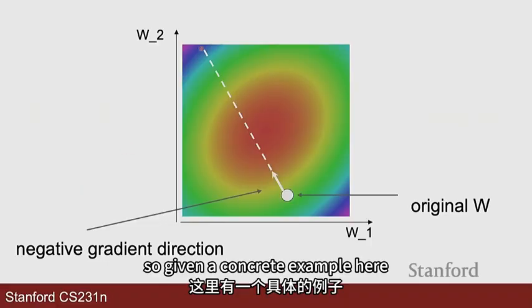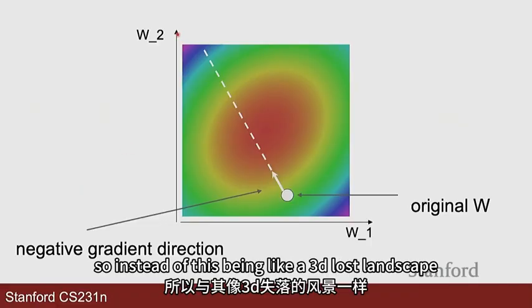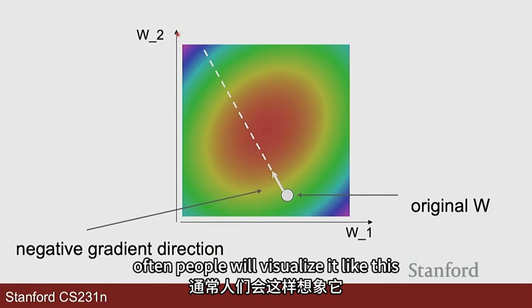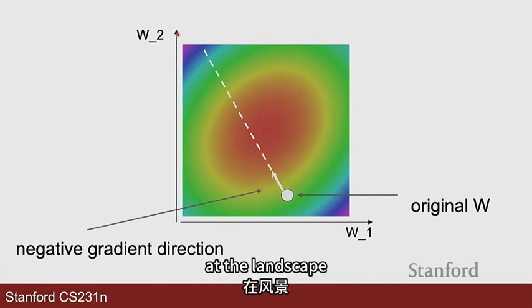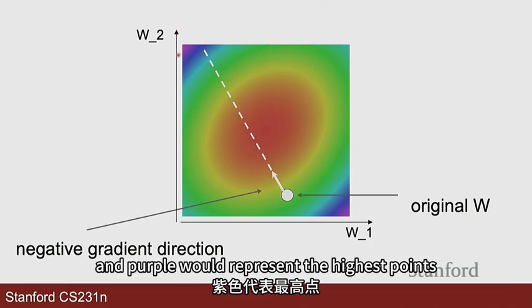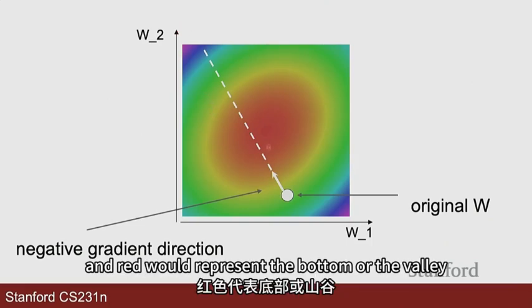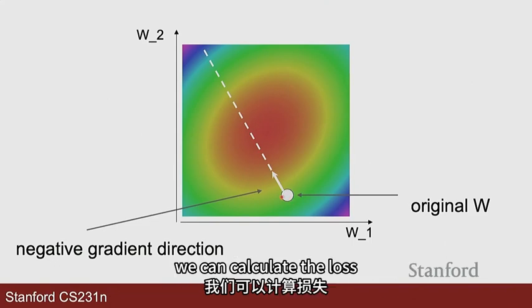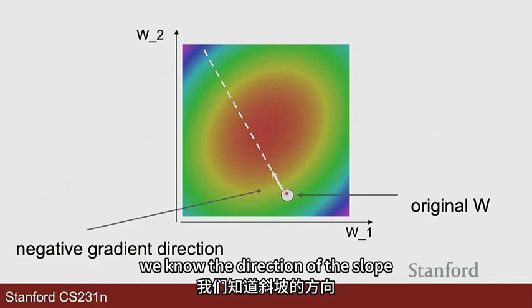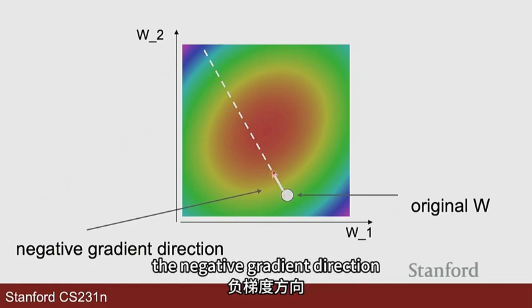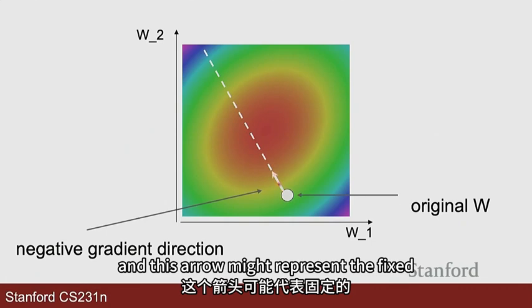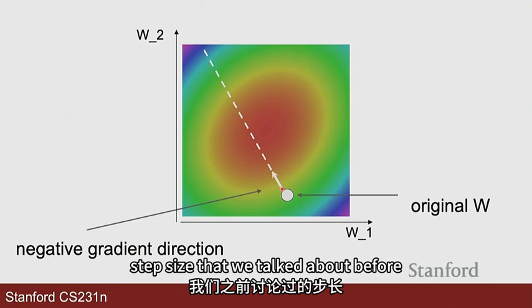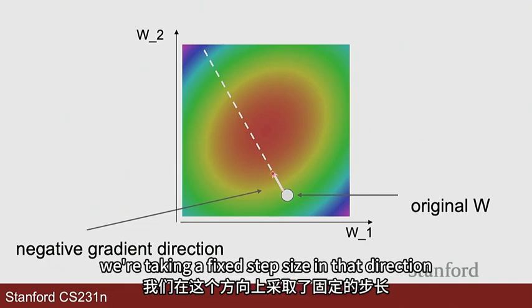Given a concrete example here, instead of a 3D loss landscape, often people will visualize it like this, where we're looking down at the landscape, and purple would represent the highest points and red would represent the bottom or the valley. We could imagine we have our original W, we can calculate the loss, we know the direction of the slope, the negative gradient direction, and this arrow might represent the fixed step size that we talked about before. We're taking a fixed step size in that direction.